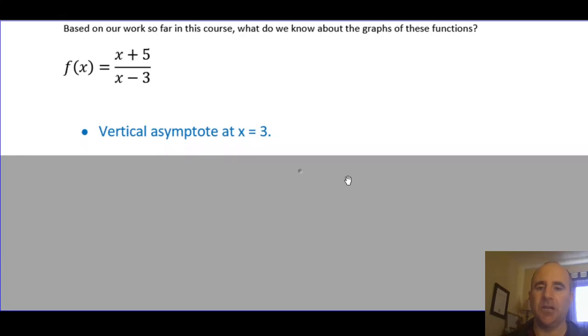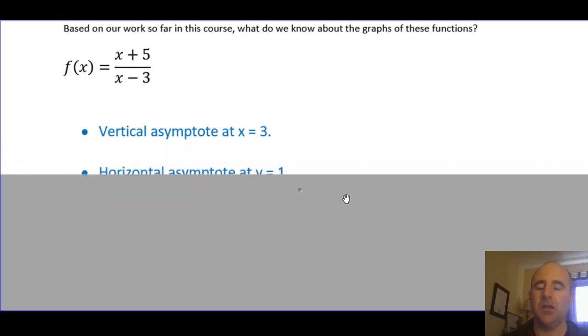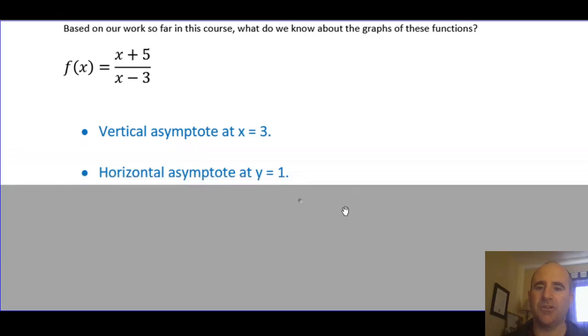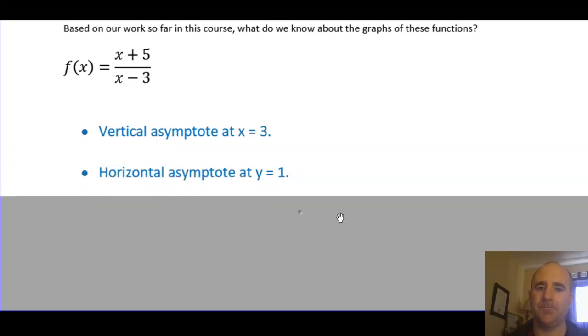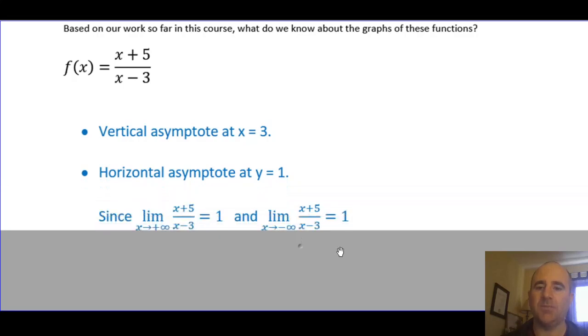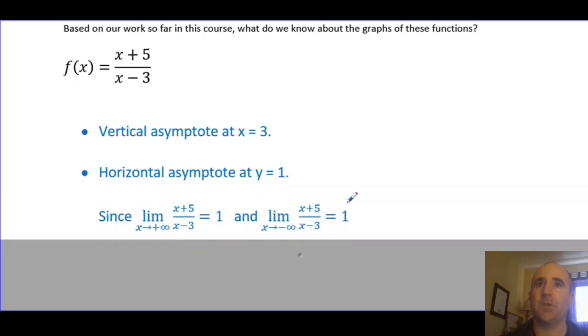The next thing we might look at is the end behavior, and in this case, we get a horizontal asymptote at y equals 1. Why is that? Well, that's because if we look at both limits, we find that we get 1 as x approaches positive or negative infinity. Why do we get 1? Well, there's a few ways of looking at it. One thing you could do is if you just subbed in large numbers for x, you would find that you get answers closer and closer to 1.